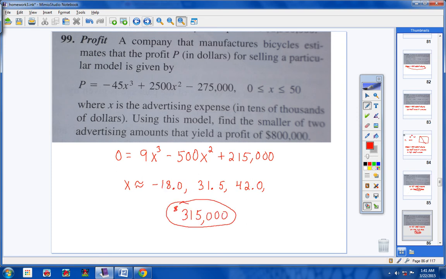Moving on. Oh, and by the way, 31.5 was your x value, but notice x is in $10,000s. Well, 10,000 is how many zeros? 4. So move the decimal 4 places. 1, 2, 3, 4. And that's why you get 315,000, okay? 31.5 is the same thing as 315,000 because it says right here, x is in terms of $10,000s.